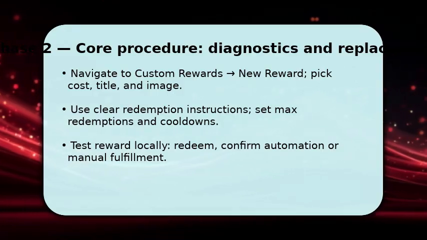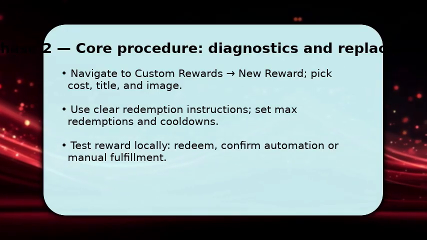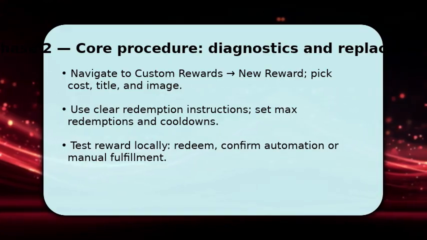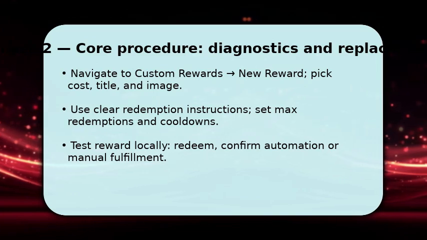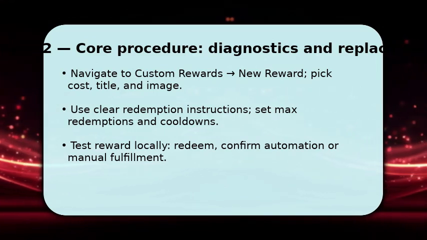If a reward requires you to act, mark it as manually fulfilled. If it's automated, connect extensions or bots. Make sure to test a redemption so you understand the flow and timing for viewers.